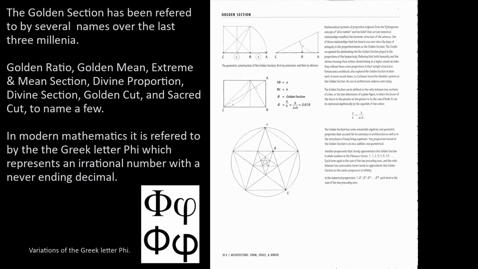The golden section has been referred to by several names over the last 3 millennia: golden ratio, golden mean, extreme and mean section, divine proportion, divine section, golden cut, and sacred cut, to name a few. In modern mathematics, it is referred to by the Greek letter phi, which represents an irrational number with a never-ending decimal.